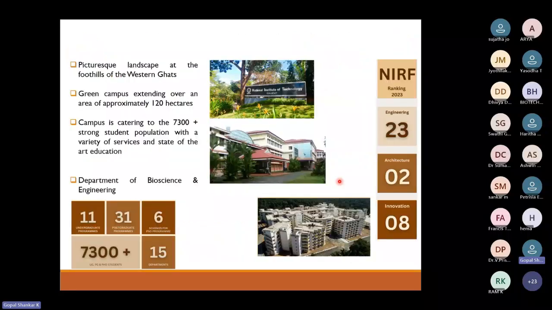So basically, I'm from NIT Calicut. We are situated in the foothills of the Western Ghats with a very beautiful, picturesque landscape. It's very green, and we have a large student strength. Around 15 departments offer 11 undergraduate and postgraduate programs, and PhD. The Department of Bio is ranked number 25 in 2024.